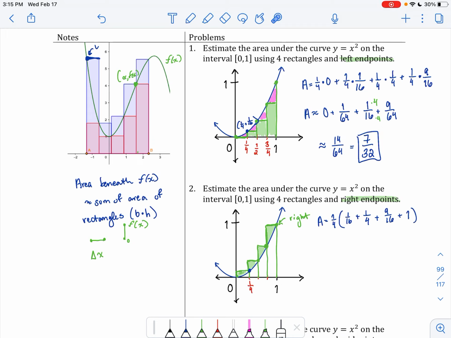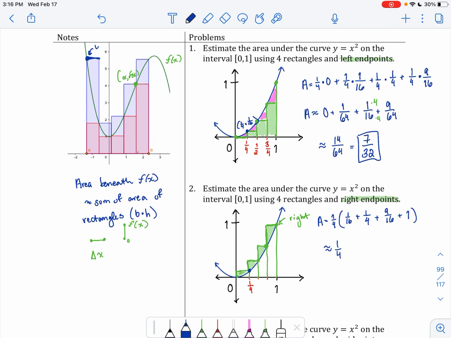So you'll notice that a lot of these rectangles are the same. They're just scooted over. So this rectangle has the same area as this rectangle. This rectangle here is the same area as this rectangle here. So you end up with your 16th, your 4th, your 9/16. It's just, do you start on the left side or the right side? So you're only ending up with one term different when you use left endpoints versus right endpoints.